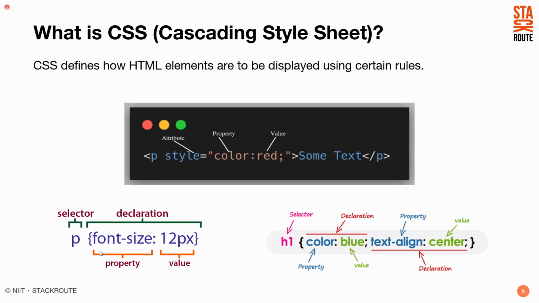So as I said, CSS will use properties. How can we achieve that? CSS stands for cascading style sheet. CSS defines how HTML elements are displayed with certain rules. So please look into this slide. One minute, give me one minute.